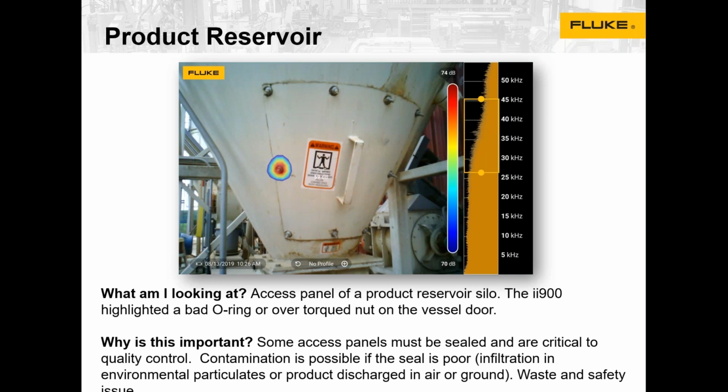And why is that important? Well, it's quality control. I mean, potentially contamination can happen if the seal is poor, and it depends on whether it's positive pressure here or negative, but it's a waste and safety issue.